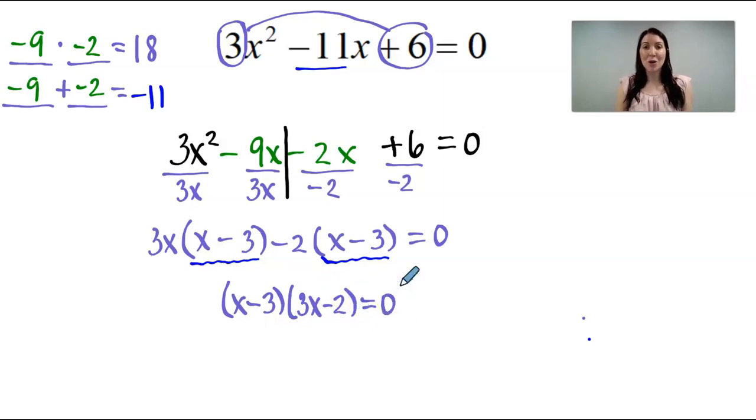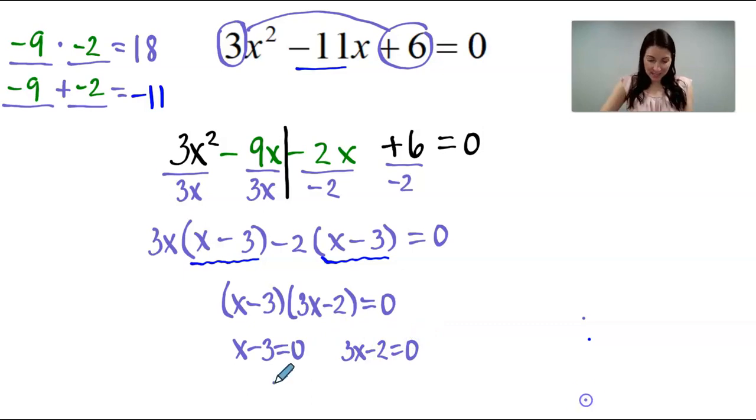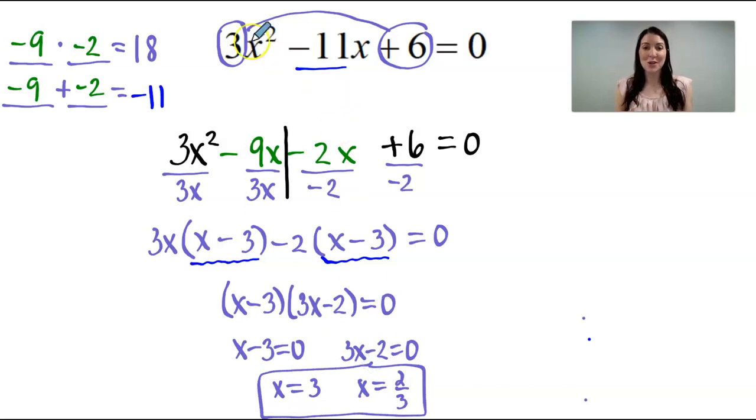From now, we're going to use something called the zero product property, and that tells us if I'm multiplying two things together and they equal 0, well, that means one of those two things, one of those two factors have to equal 0. So from here, I'm going to set up two equations. One equation is x minus 3 equals 0, and the other equation is 3x minus 2 equals 0. Solving both of these gives me solutions of x equals 3 and x equals positive 2/3. And that is the answer to this original quadratic equation. And we just solved that by factoring.